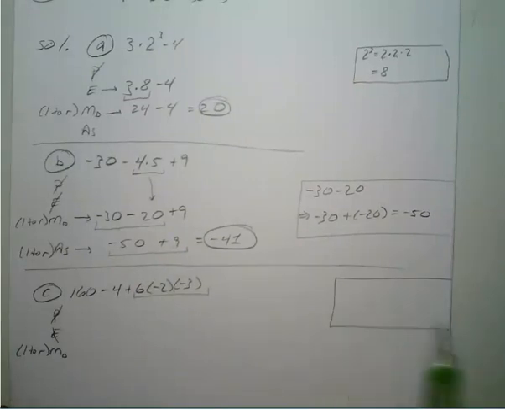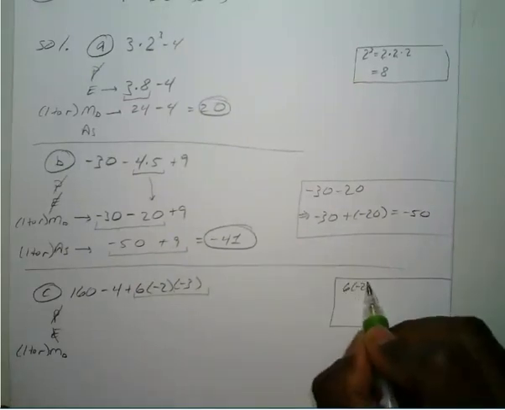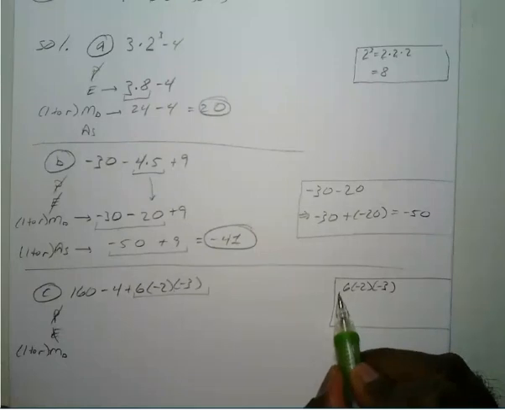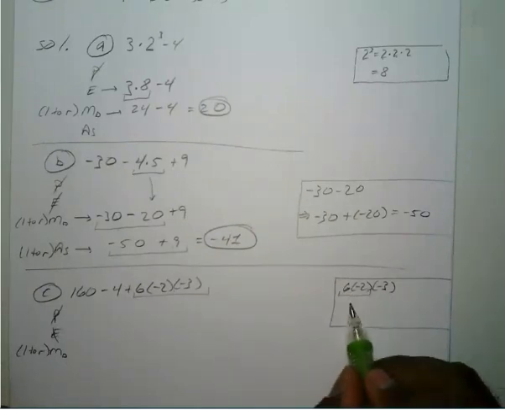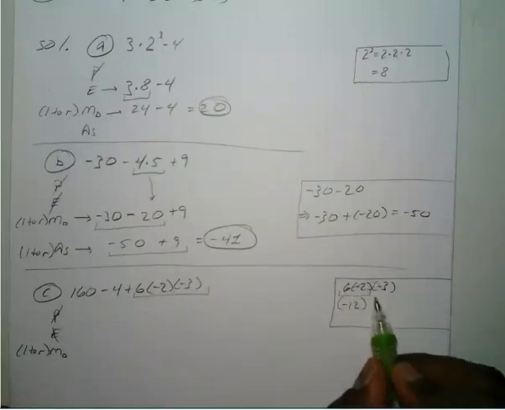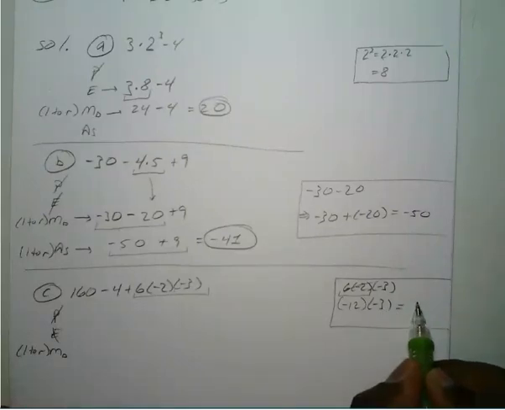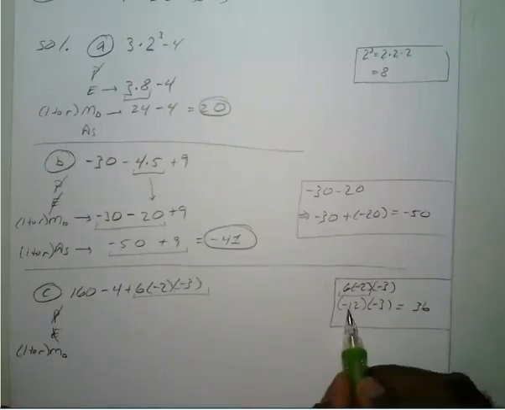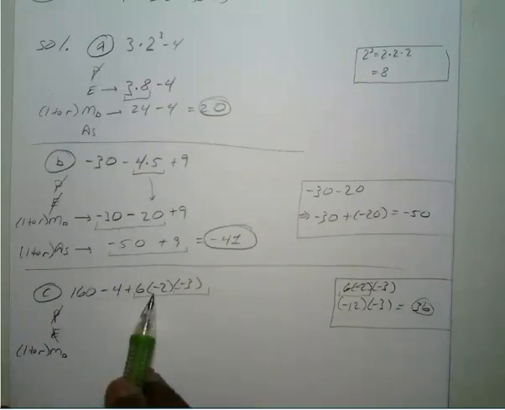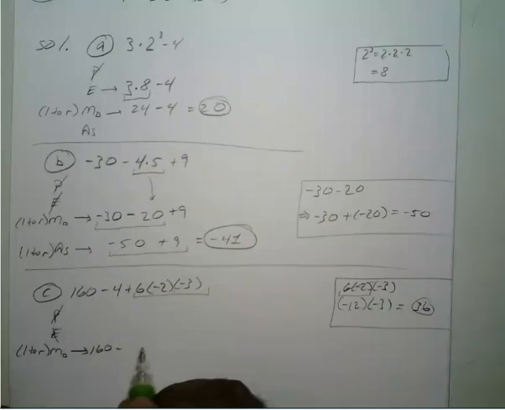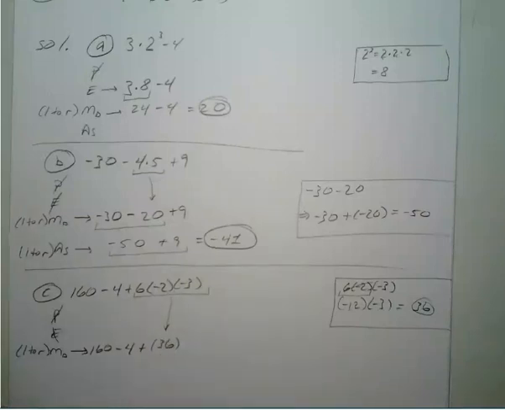So we can see here, 6 times negative 2 times negative 3. 6 times negative 2: 6 times 2 is 12. Positive times negative is negative. So we have negative 12 times negative 3. 12 times 3 is 36. Negative times negative is positive. So this all becomes positive 36. So we have 160 minus 4 plus 36.